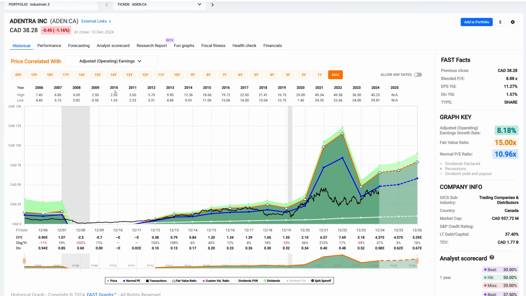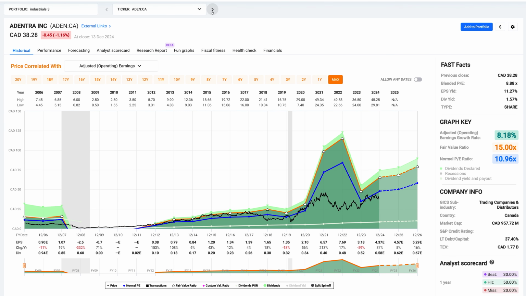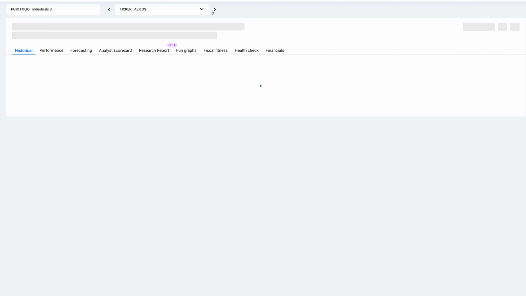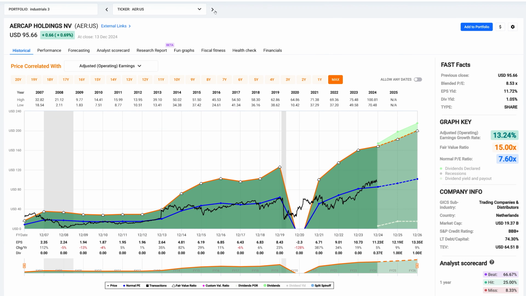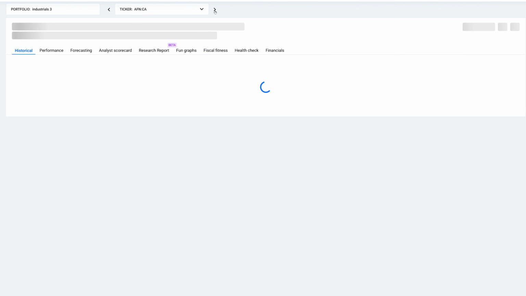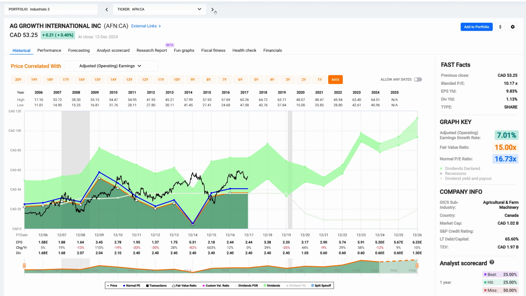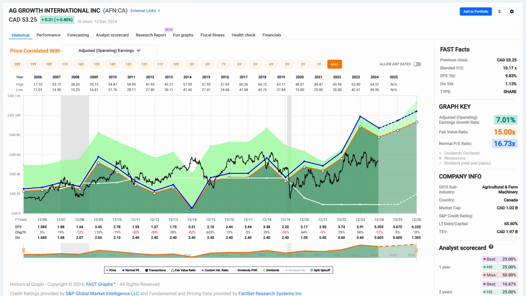Now, I'm going to go through each of these companies, and I can just hit this arrow up here and go through each of the companies that are currently in this portfolio that I just built and review them, and I can determine if there are companies in this list that might have met my screen but I don't like.